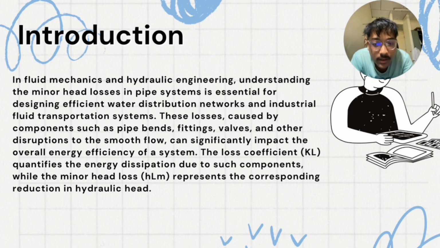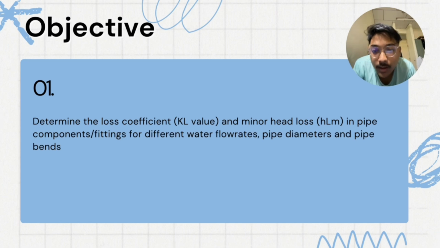The loss coefficient KL quantifies the energy dissipation due to such components, while the minor head loss HLM represents the corresponding reduction in hydraulic head. Next, the objective is to determine the loss coefficient KL value and minor head loss HLM in pipe components and fittings for different water flow rates, pipe diameters, and pipe bends.